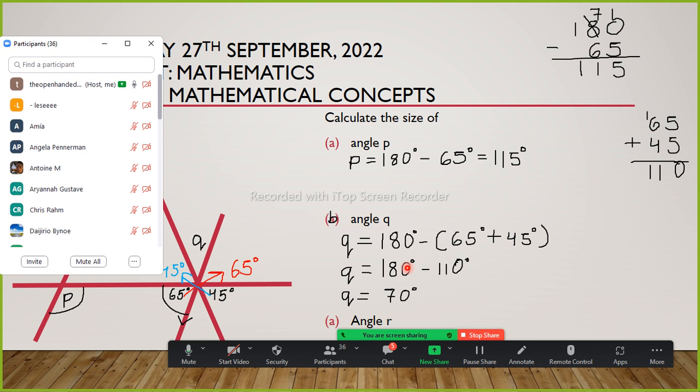$180 minus 110. 70. Then that's how we get to 70. All right, you understand that?